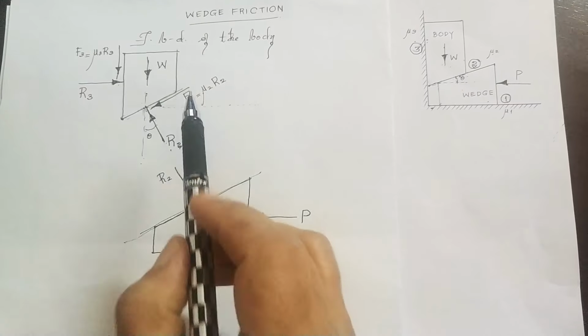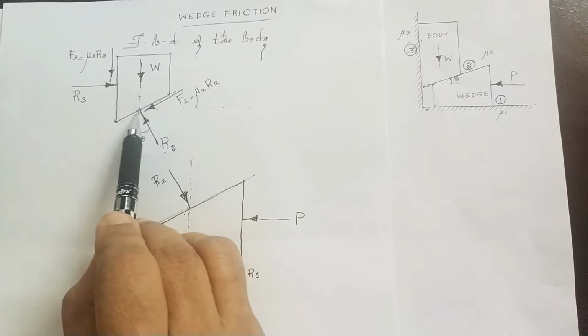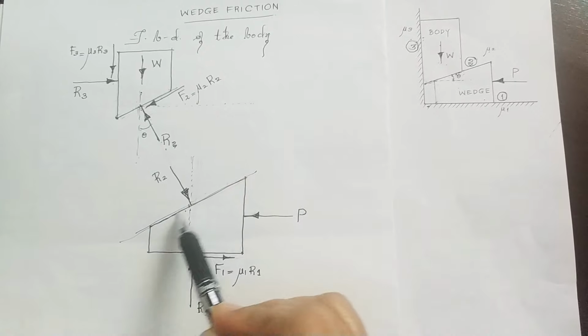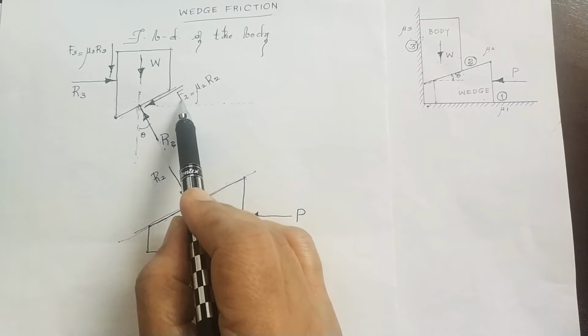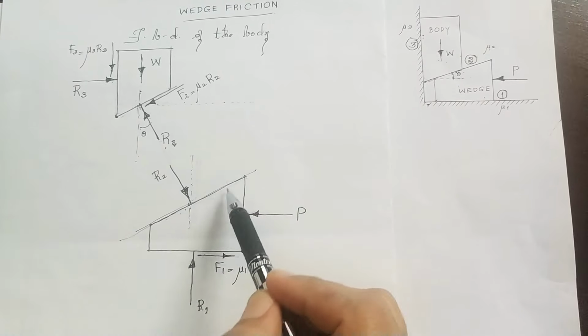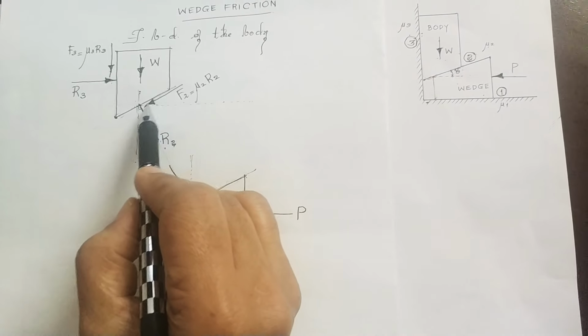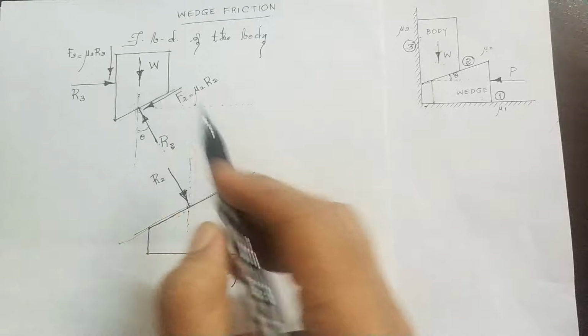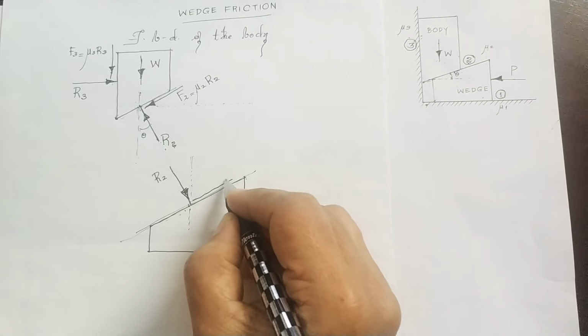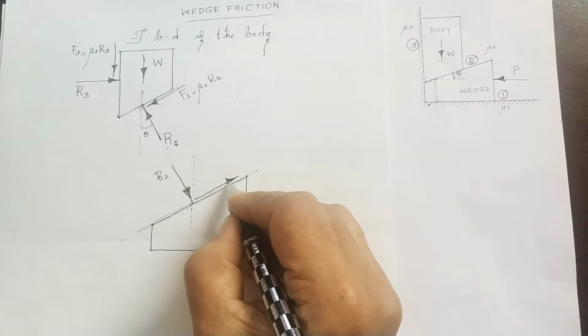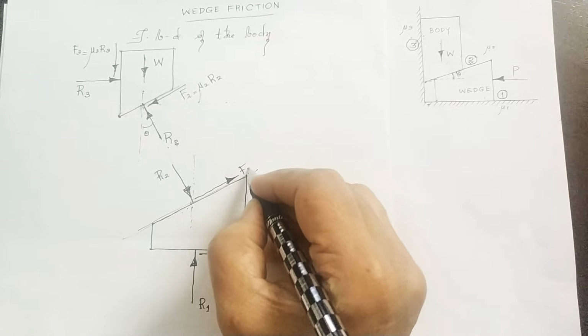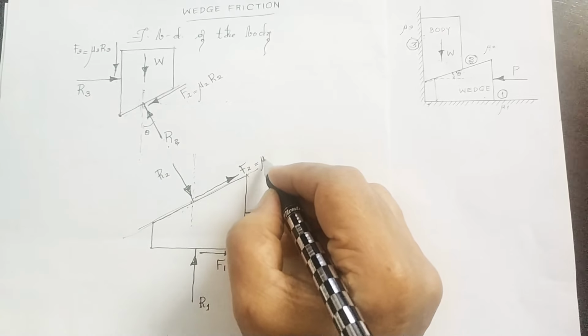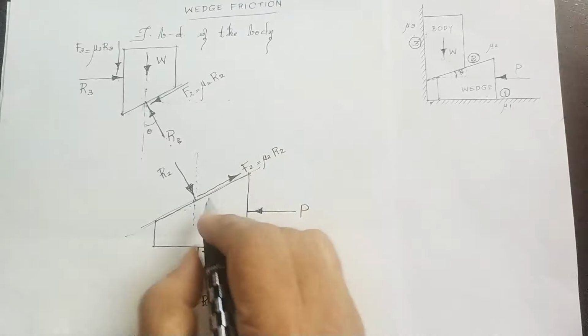Again, the F2, which is acting on surface 2, this being the same surface 2, the same F2 should be considered for the wedge as well. This is acting downwards along the inclined plane for the body. The same F2 is acting upwards along the same inclined plane for the wedge. So F2 is equal to mu2 R2 would be acting like this.